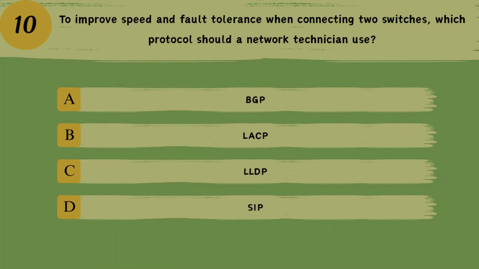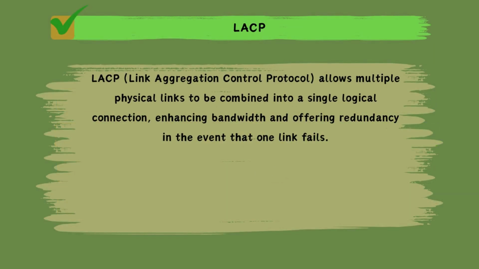Question 10. To improve speed and fault tolerance when connecting two switches, which protocol should a network technician use? A. BGP. B. LACP. C. LLDP. D. SIA. Correct answer. B. LACP. LACP, Link Aggregation Control Protocol, allows multiple physical links to be combined into a single logical connection, enhancing bandwidth and offering redundancy in the event that one link fails.